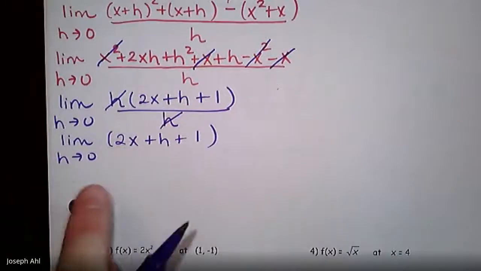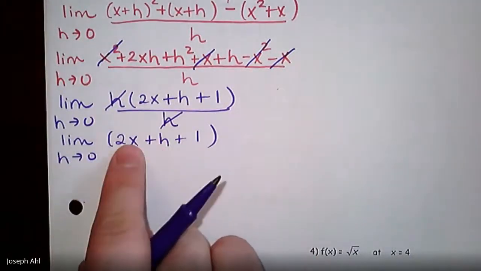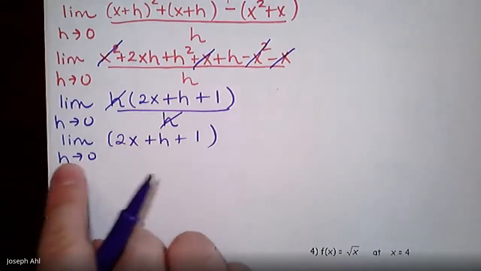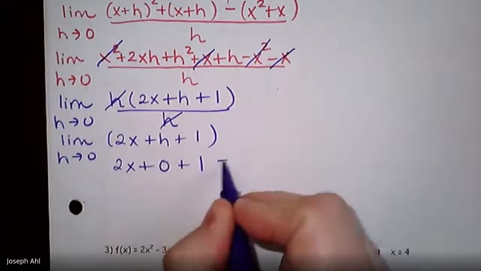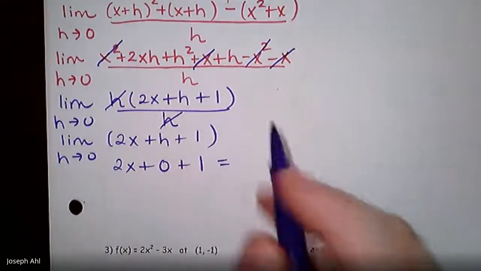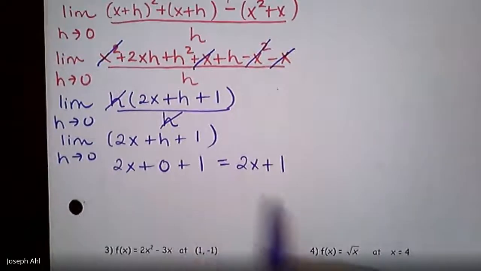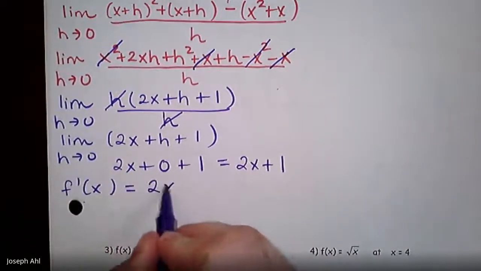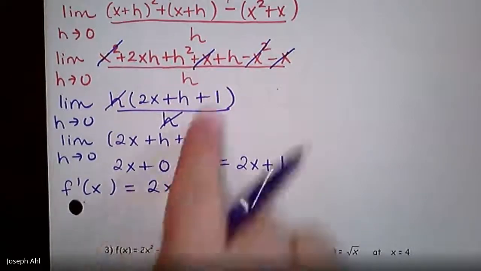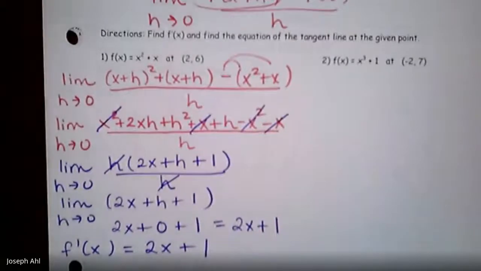When you go to make a replacement and evaluate this limit, please only plug in 0 for h. Don't plug it in for x. So the limit specifically as h goes to 0. So we get 2x plus 0 plus 1, which is 2x plus 1. I'm going to formalize this by saying that the derivative, f prime of x, is 2x plus 1. Go ahead and try this next part where you find the slope at 2, 6. I'm going to be right back.